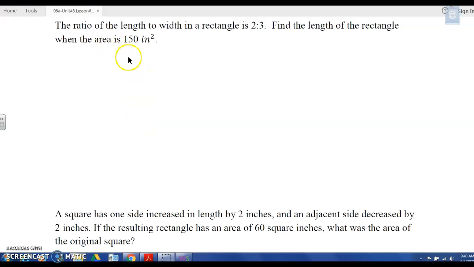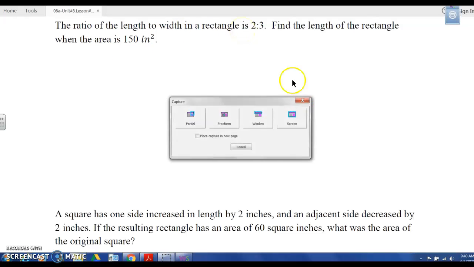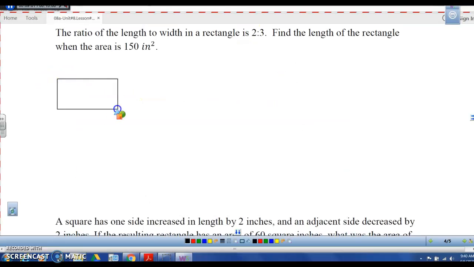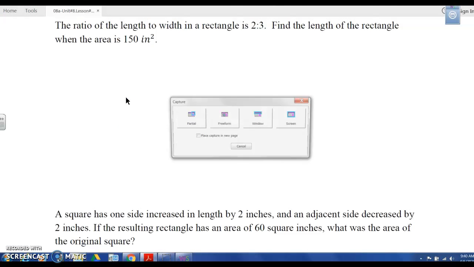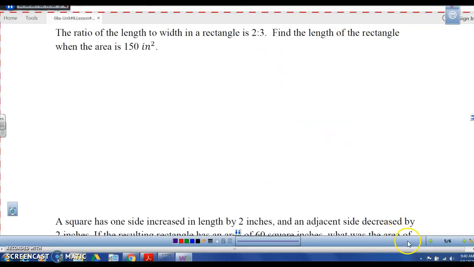Okay, we have another rectangle question. The ratio of the length to width in a rectangle is 2 to 3. All right, let me draw my rectangle. Here's my rectangle drawer. Okay. It says the ratio of the length to the width in a rectangle is 2 to 3. All right, now since this is a ratio, that means the length to the width is some multiple of 2 and 3. We don't know what they are. So one is going to be 2x, the other is going to be 3x. Obviously, this is not to scale, but that's okay. All right, it says find the length of the rectangle when the area is 150.